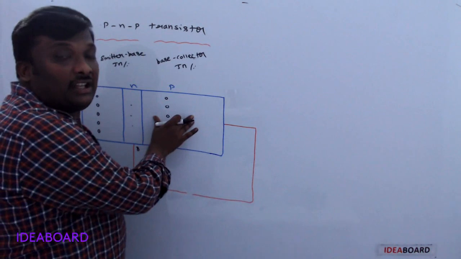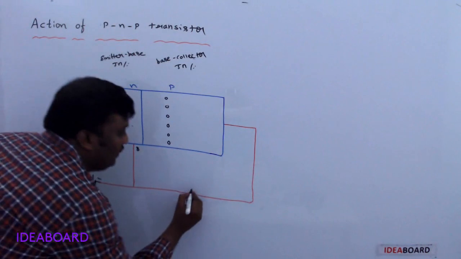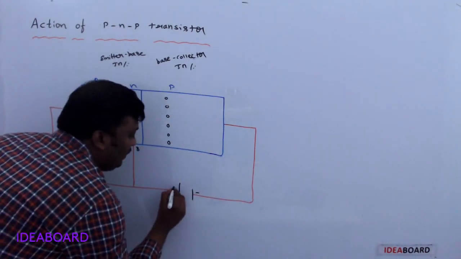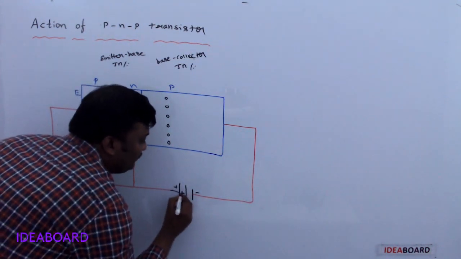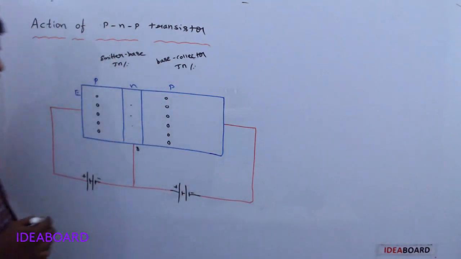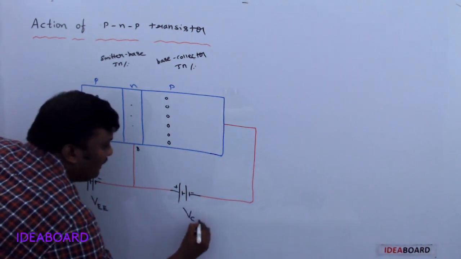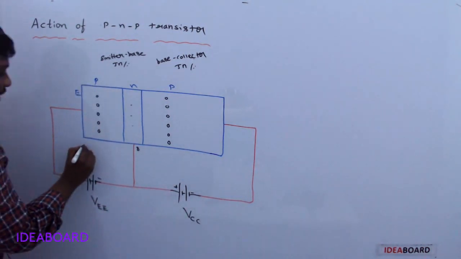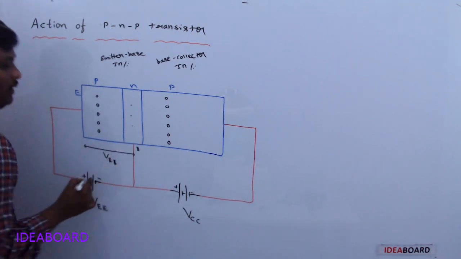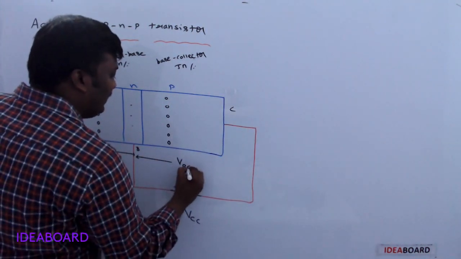Okay, the collector junction is always in reverse bias. Reverse bias means the collector, the P side, is connected to the negative terminal, and this side is the positive terminal. Understand? So this is VEE and this is VCC. The potential difference across the emitter and base is called VEB. The potential difference across the base and collector is called VCB.